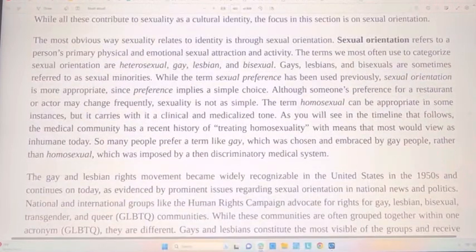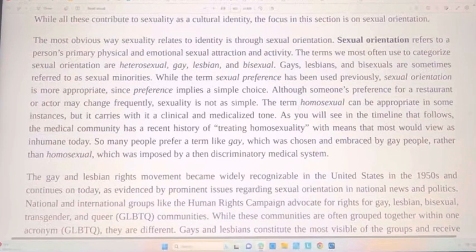The most obvious way sexuality relates to identity is through sexual orientation. Sexual orientation refers to a person's primary physical and emotional sexual attraction and activity. The terms we most often use to categorize sexual orientation are heterosexual, gay, lesbian, and bisexual. Gays, lesbians, and bisexuals are sometimes referred to as sexual minorities.